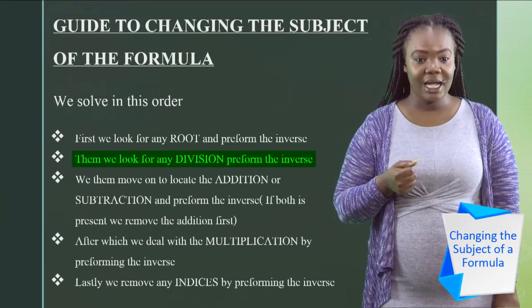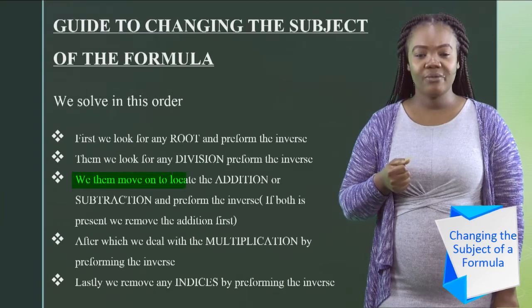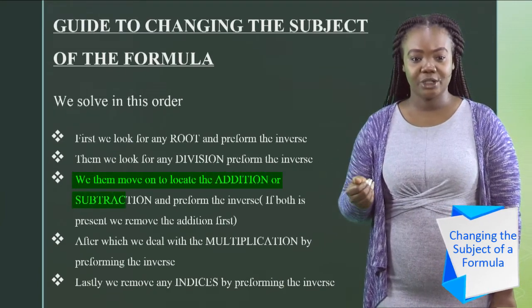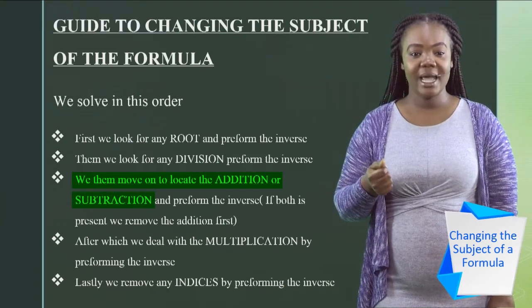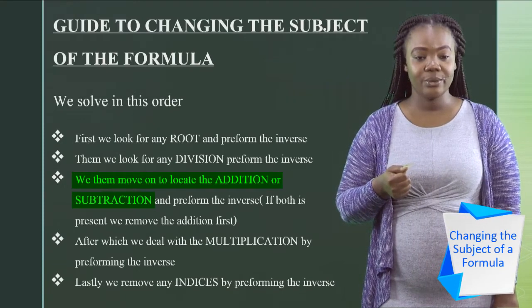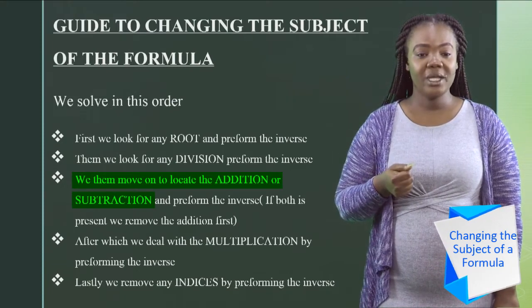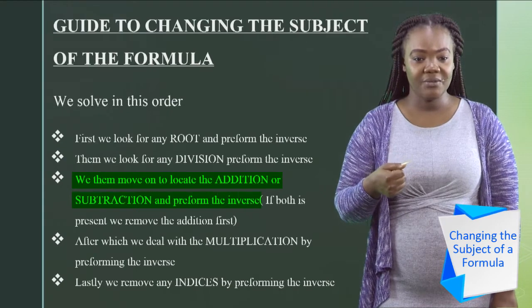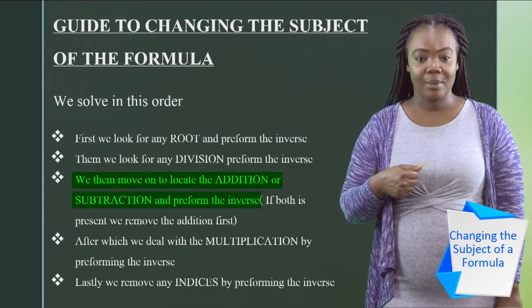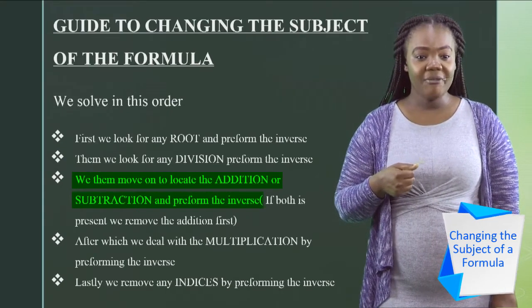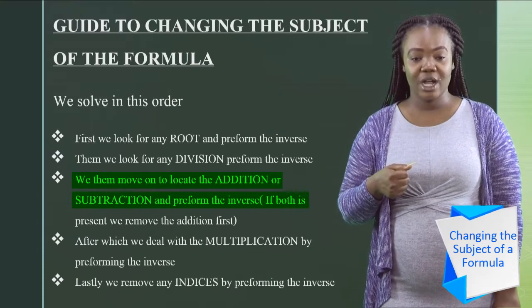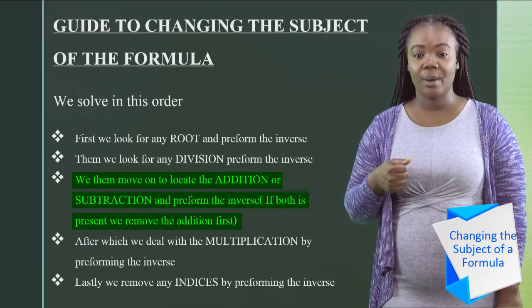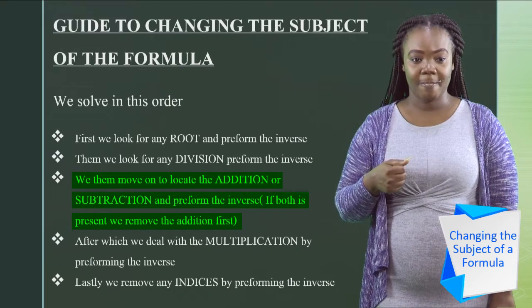After we would have done that, we then move on to look for addition or subtraction. And once again, in order to change or to find the subject of the formula, we continue to perform the inverse of the operation at every step. Now, point to note, if both addition and subtraction is present, we perform the addition first.